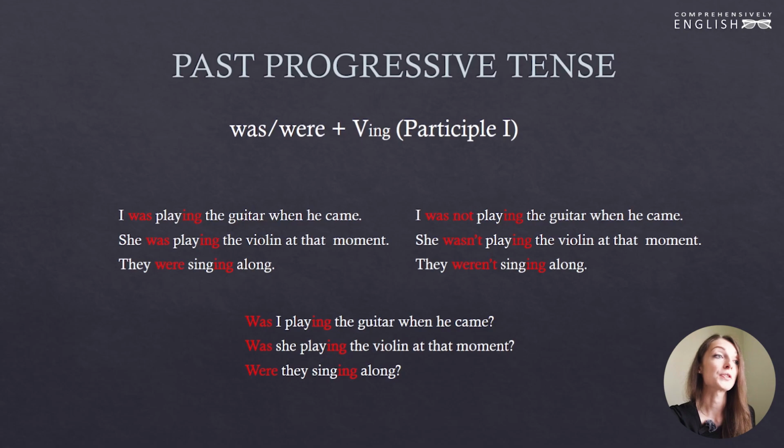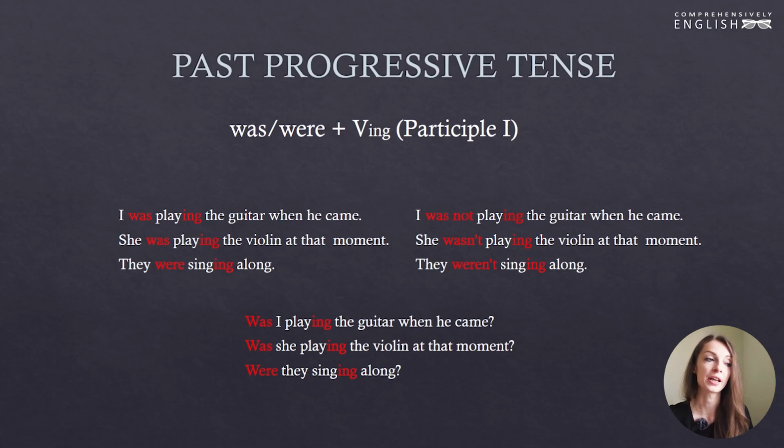We form the past progressive tense with the help of the verb to be in the past form, which is was and were. And the main verb acquires the ending -ing. Was is used for singular persons and were for plural. This way we have: I was playing the guitar when he came. She was playing the violin at that moment.